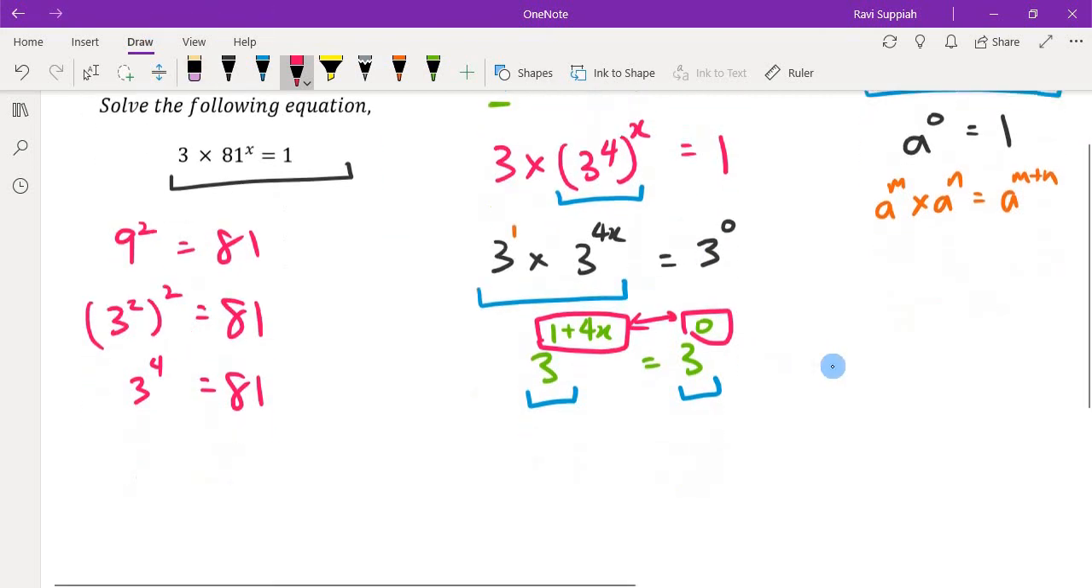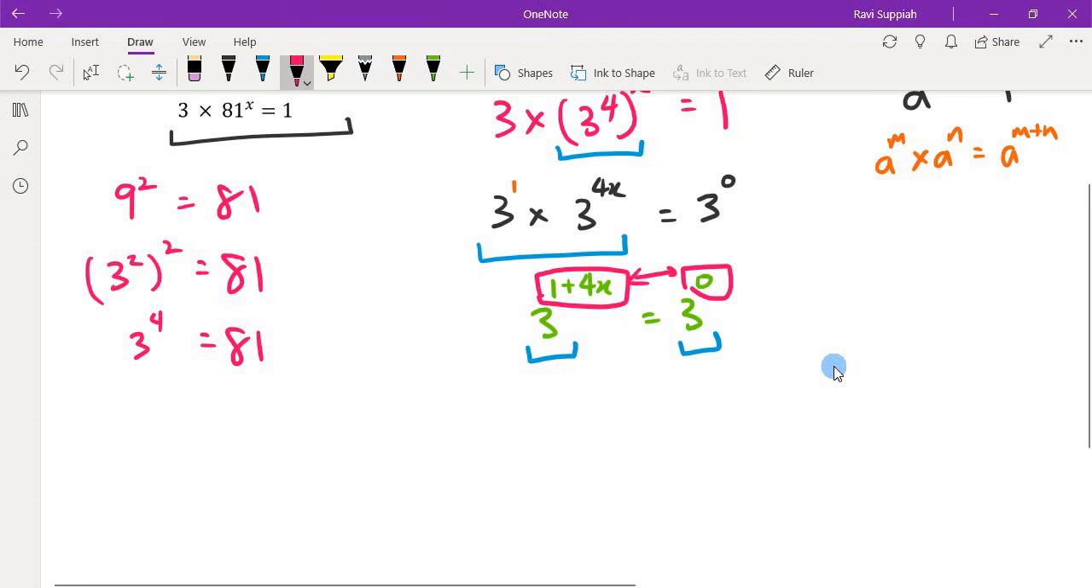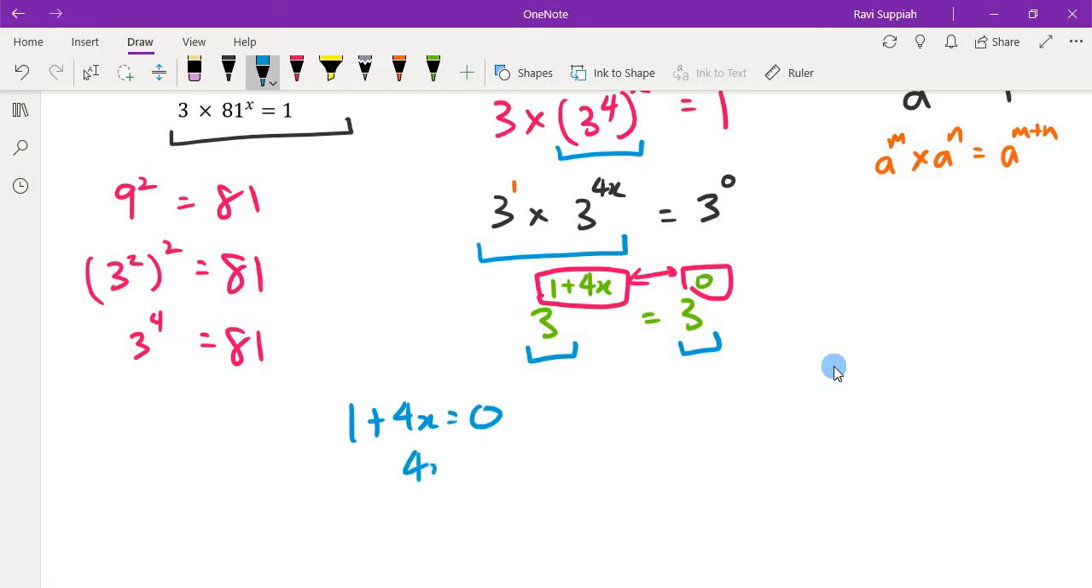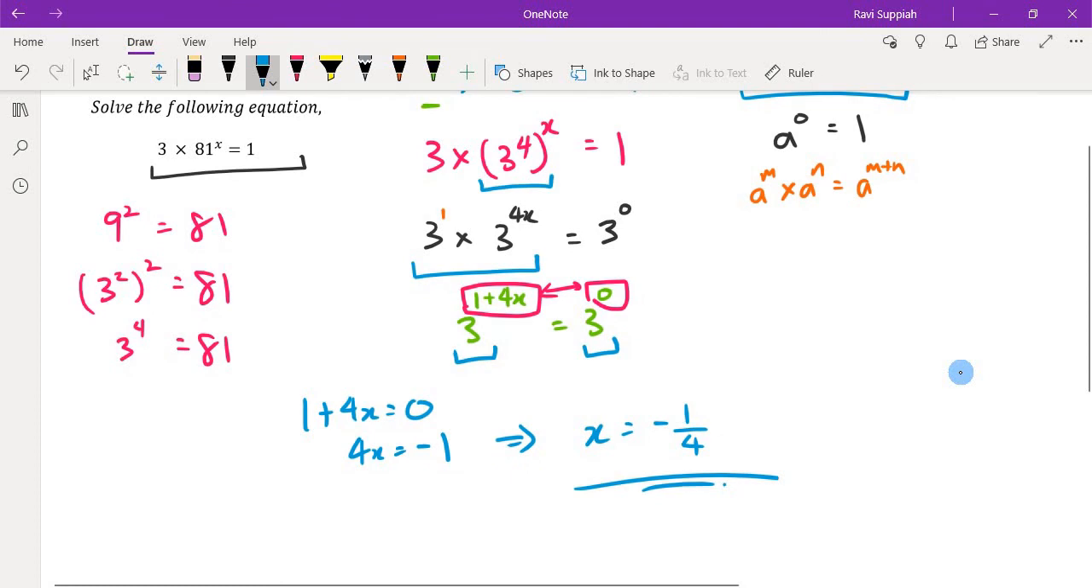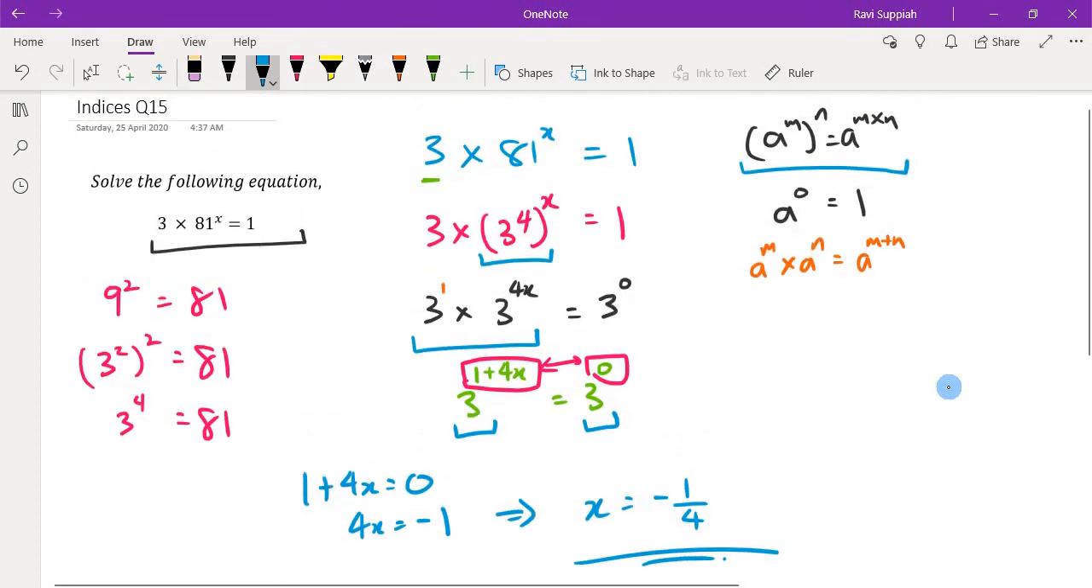All right, so the next step is to now relate the both of them and solve for x. So I can write that 1 plus 4x equals to 0. All right, so 4x is equals to minus 1, which implies that x is equals to negative 1/4. All right, so that is your answer for this question. Okay, so I hope this example has given you an idea on how to solve such indices questions. Thank you.